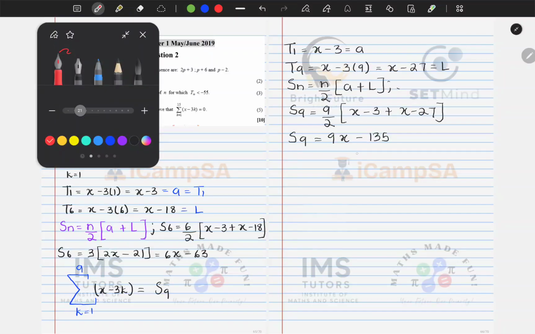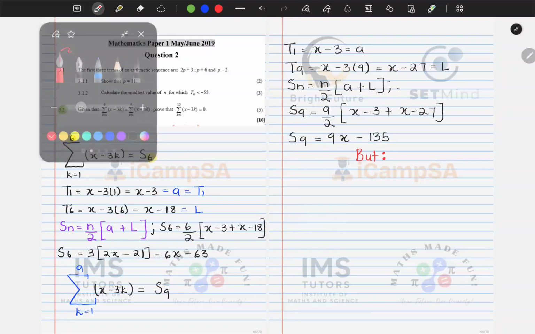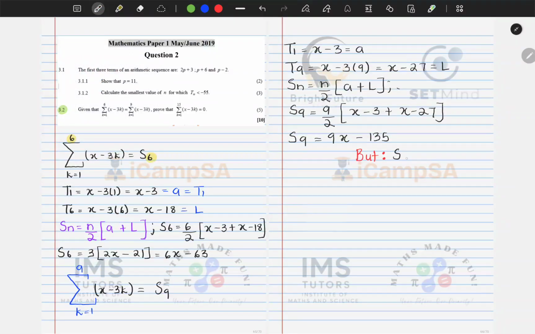But we are given something. If you look at the left-hand side and the right-hand side, we are told that this S6 and S9 are equal. So I can go ahead and take S6, which is 6x minus 63, and equate it to 9x minus 135. And what we can do here is really to solve for x.